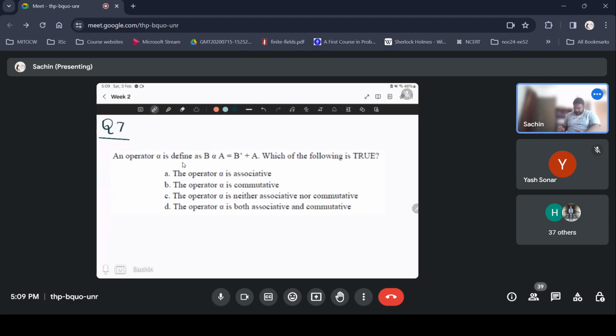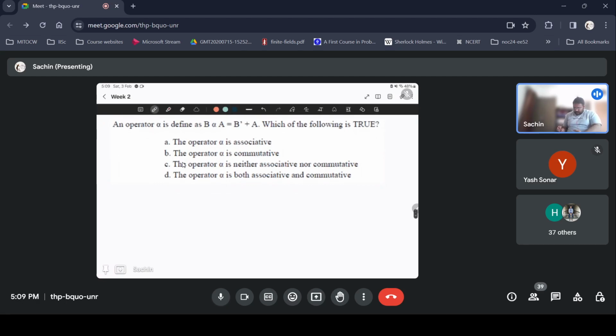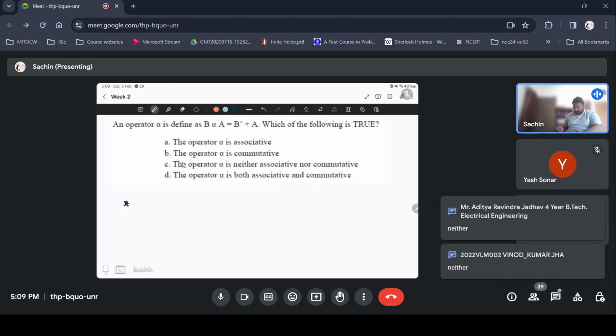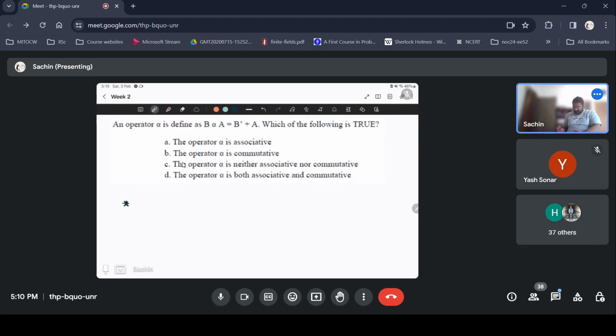Okay, well, let's try to solve it. So, first thing we have to know is if there is a binary operator star, a binary operator operates on two numbers or two elements of some set, A star B, let's say, then this star operation is said to be commutative if A star B is equal to B star A, and it's said to be associative if A star B star C is equal to A star B star C. This is in general for any operation.